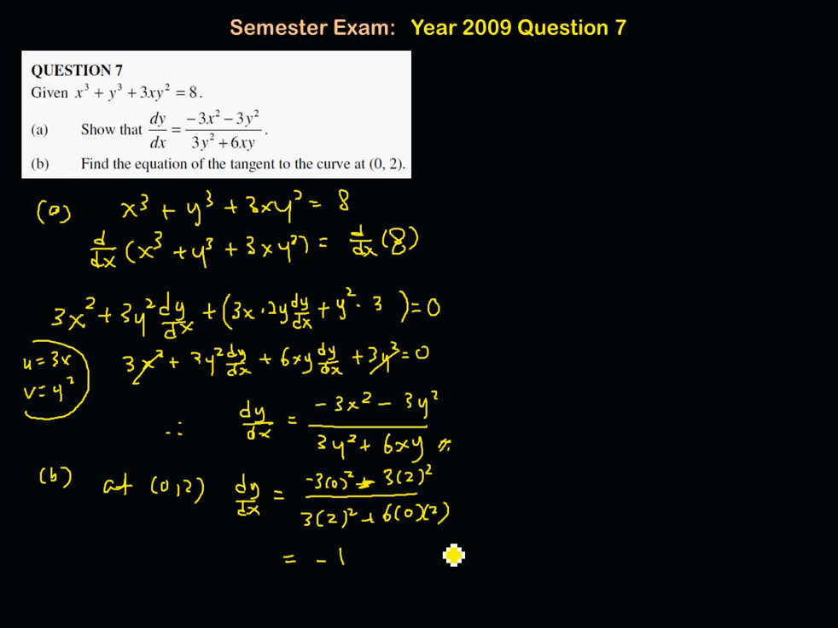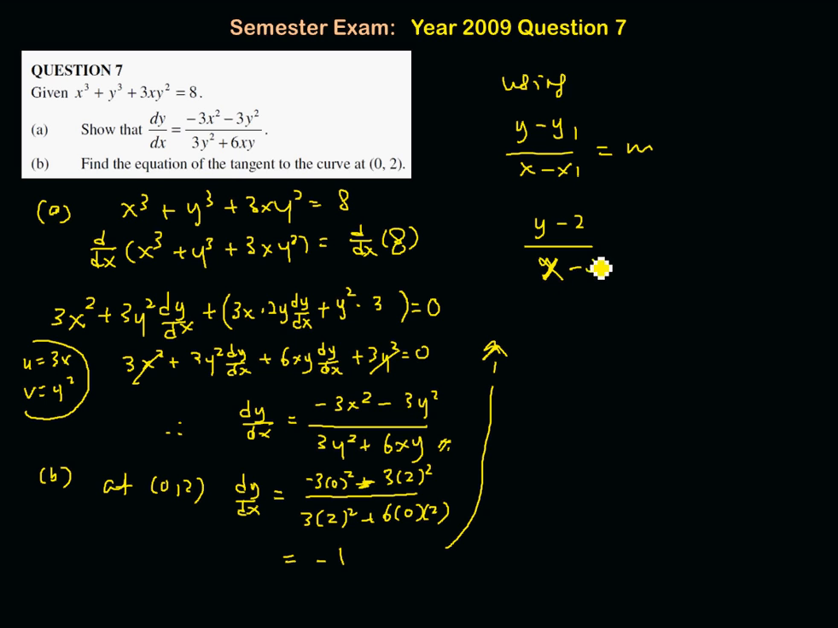Now move up here, right? And I just continue. It's just going to use y minus y1 equals m times x minus x1, using that formula. And so we have y minus 2, x minus 0, and finally the equation is y equals negative x plus 2. Right, it's pretty straightforward.